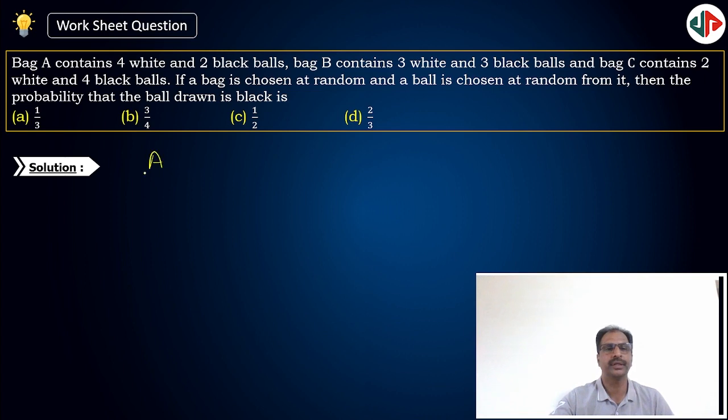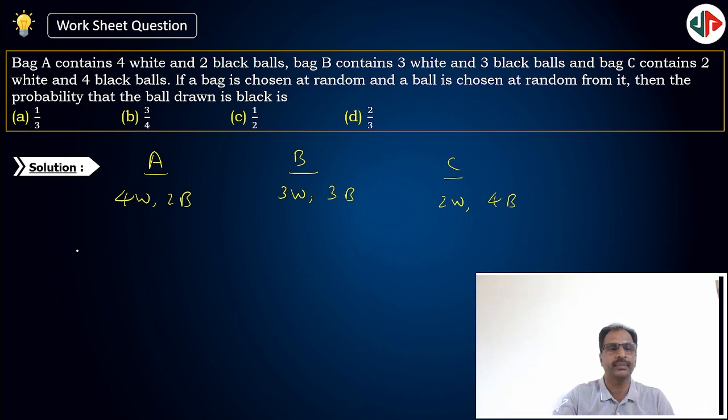Next, bag A contains 4 white, 2 black balls. Bag B contains 3 white, 3 black balls. Bag C contains 2 white, 4 black balls. If a bag is chosen at random and a ball is drawn from it, what is the probability that the drawn ball is black?